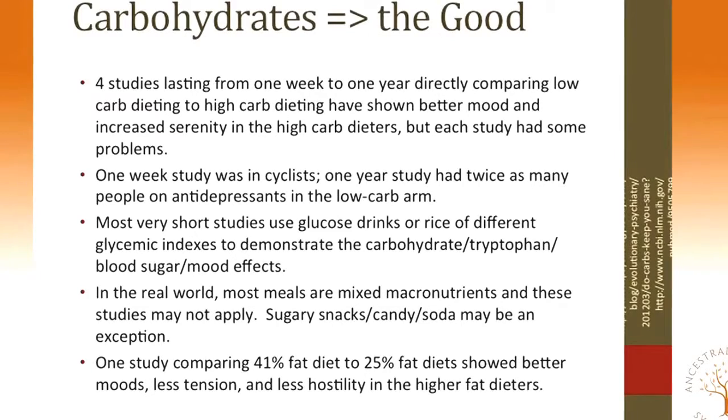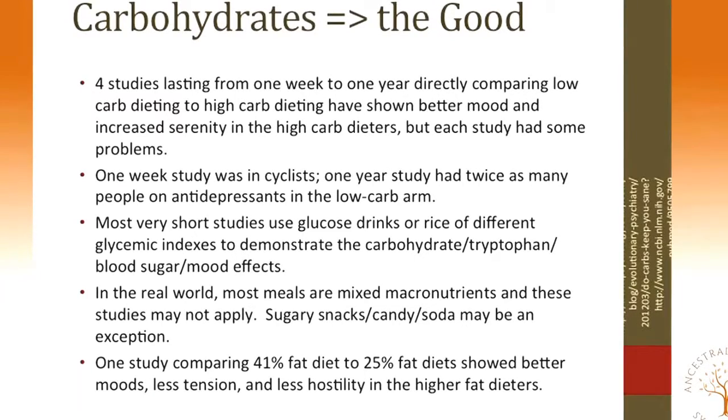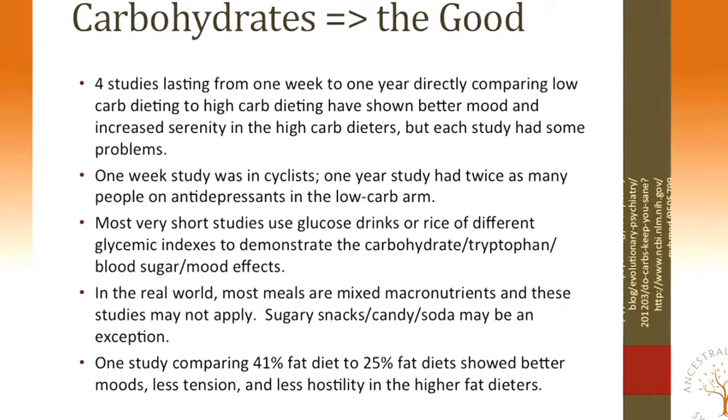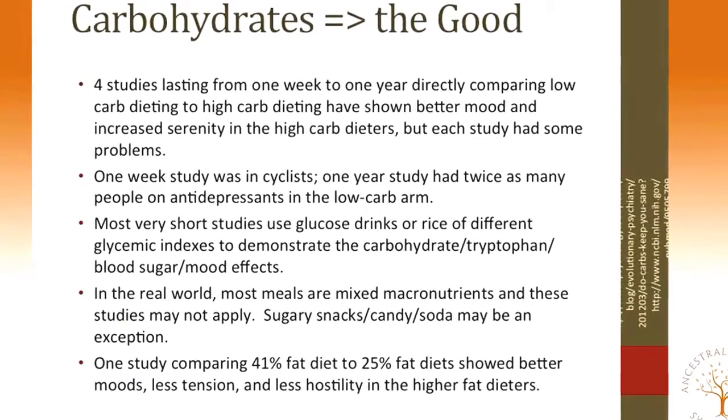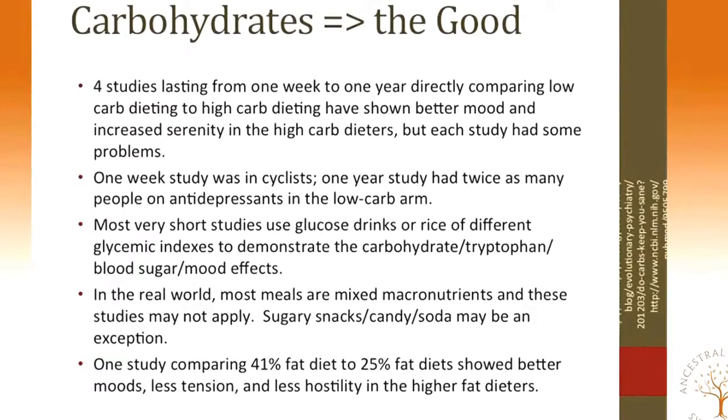And then I do have to mention, actually Victoria Prince out in the audience sent me this study. It's "Eat Fat and Be Happy." The study compared a 41% fat diet, which is kind of a regular middle of the range diet, versus the 25% fat diet, and showed better moods, less tension, and less hostility in the higher fat diets. But that's not a high fat, low carb diet. It's just kind of a normal diet.